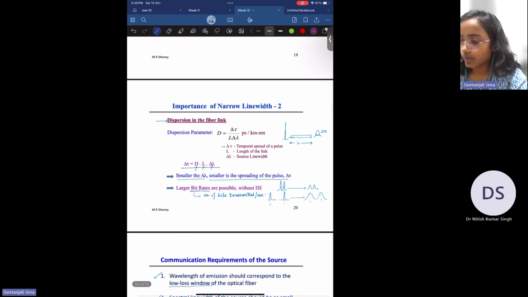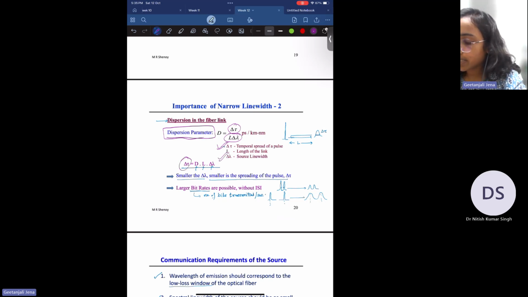So these are some additional information about the fiber link. One is the dispersion parameter, which is given by D equal to delta tau divided by L into delta lambda. Delta tau is the temporal spreading of the pulse, L is the length of the link and delta lambda is the source line width.